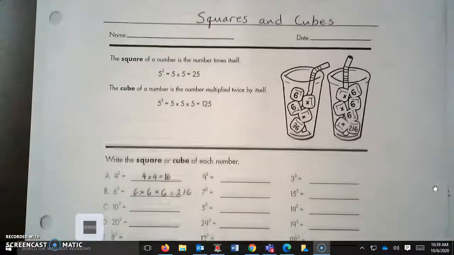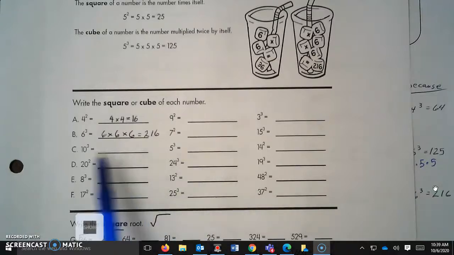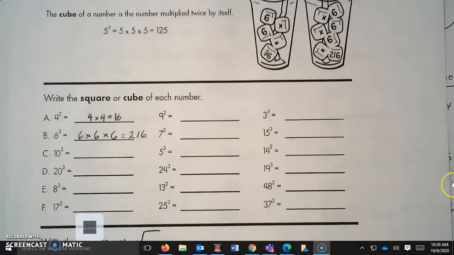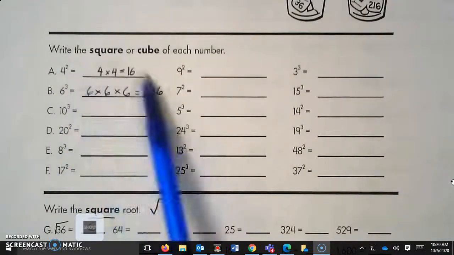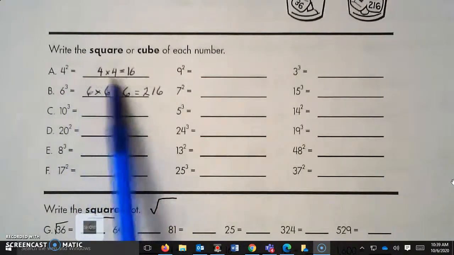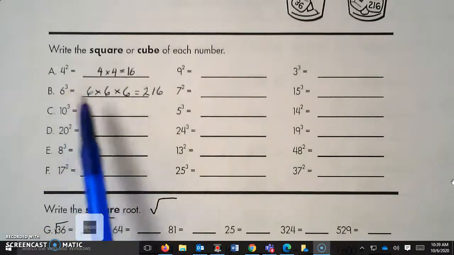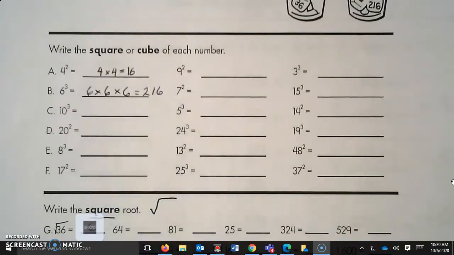So this is what the assignment looks like. It's squares and cubes. You have to pay attention. So don't square them all, don't cube them all. I'll zoom in a little. So this first problem, I did a couple for you. 4 squared, 4 times 4 is 16. You don't even have to write all this stuff out. I'm just showing you. 6 to the third power, 6 times 6 times 6, 216.